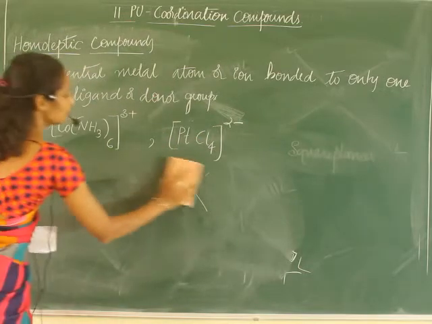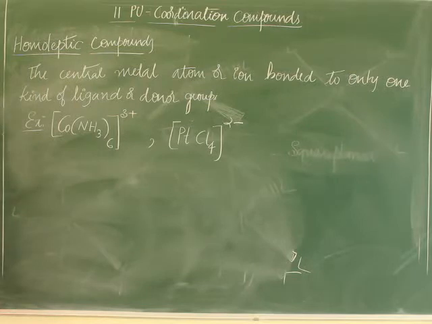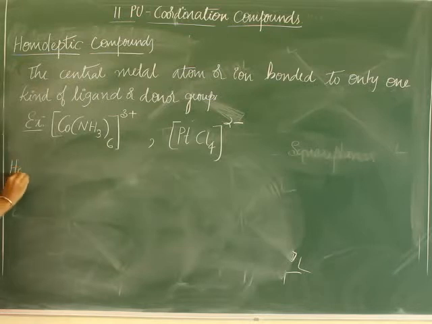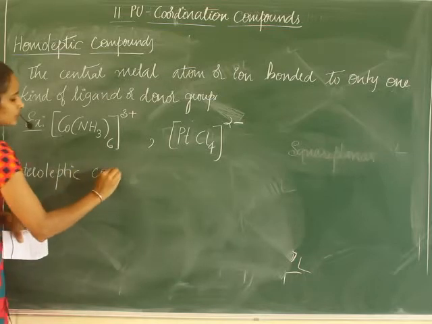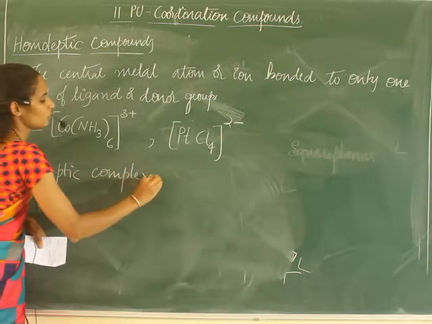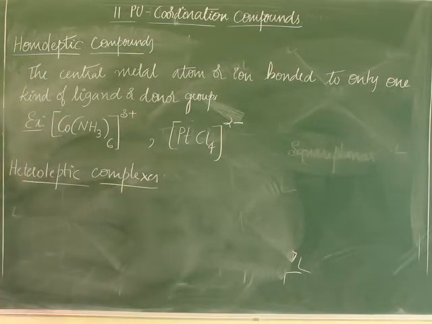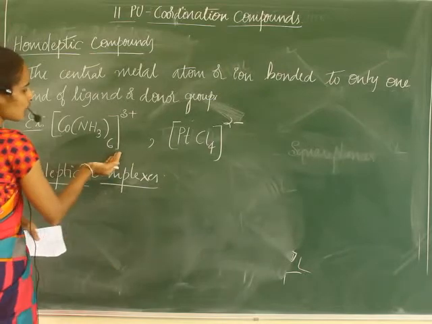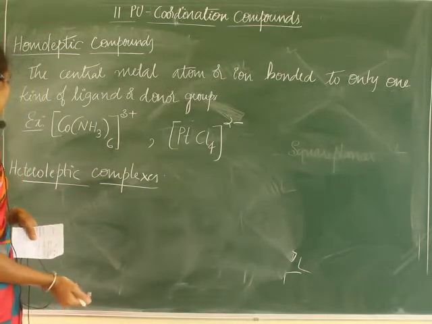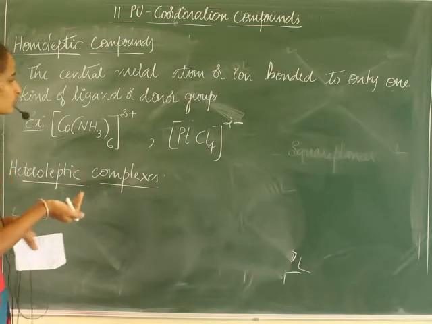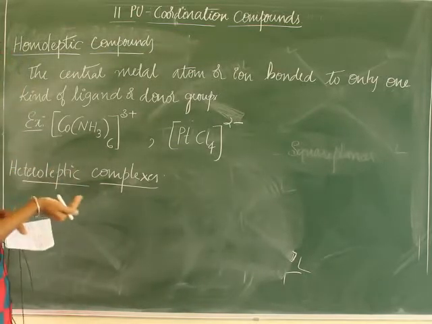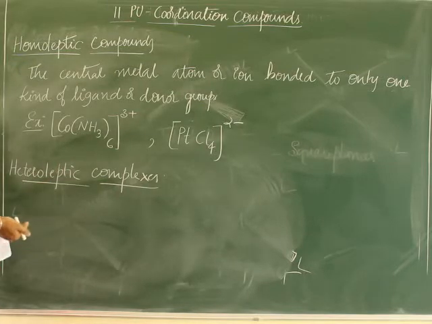Next one is heteroleptic complexes. What are heteroleptic complexes? Complex is a coordinated complex or coordination compound, one and the same. So it forms a complex ion, hence we call it a coordination compound or heteroleptic complex.